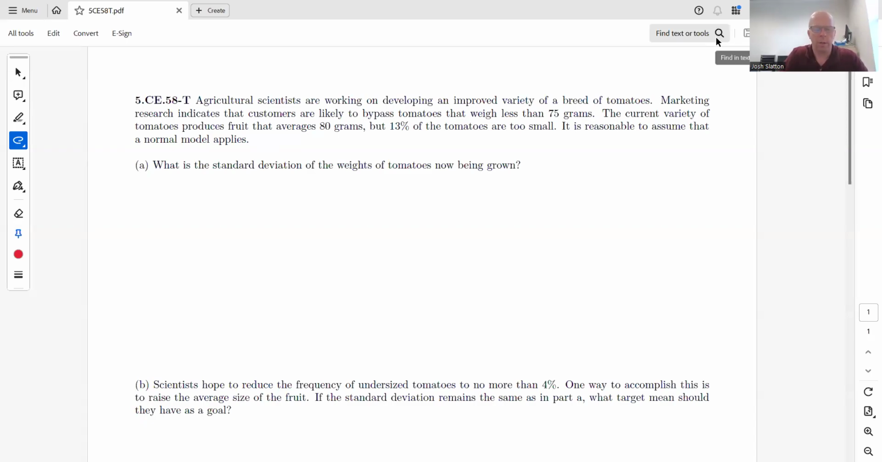So this is a question on the test review. This is covering something from the normal distribution chapter, the normal model. So, let's read through this.